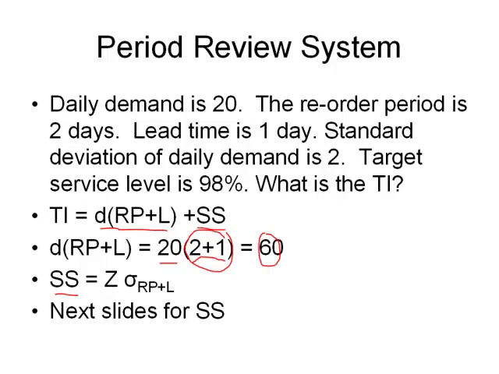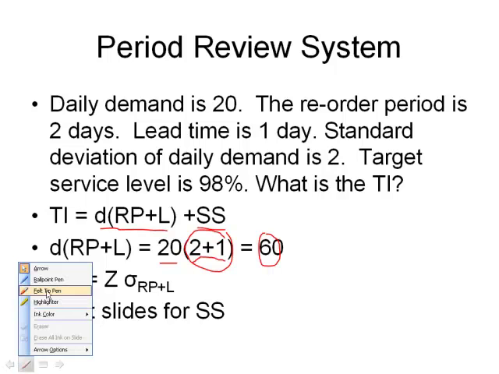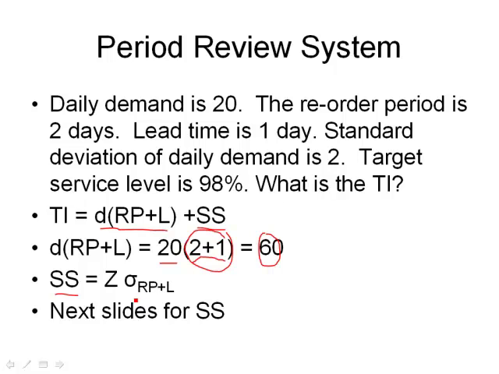In the reorder point system, our safety stock was a function of the standard deviation of demand during lead time. Here in the periodic review system, our safety stock is a function of the standard deviation of demand during the review period plus the lead time. Let's break that down a little bit more on the next slide.